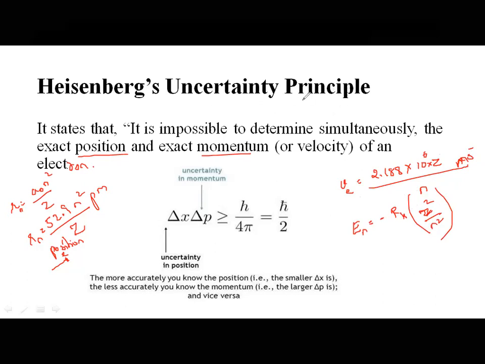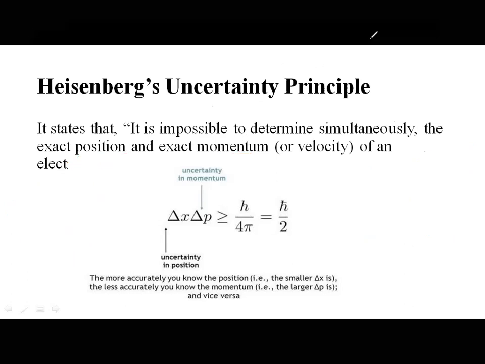But Heisenberg's uncertainty principle says it is impossible to determine these together. If you determine the exact position of the electron, you will go wrong with the velocity. If you try to determine the exact velocity, that is momentum, of the electron, you will go wrong with the position. Both cannot be found exactly at the same time. He gave a mathematical expression: delta x into delta p is greater than or equal to h upon 4 pi. Delta x is the uncertainty in position, and delta p is the uncertainty in momentum.